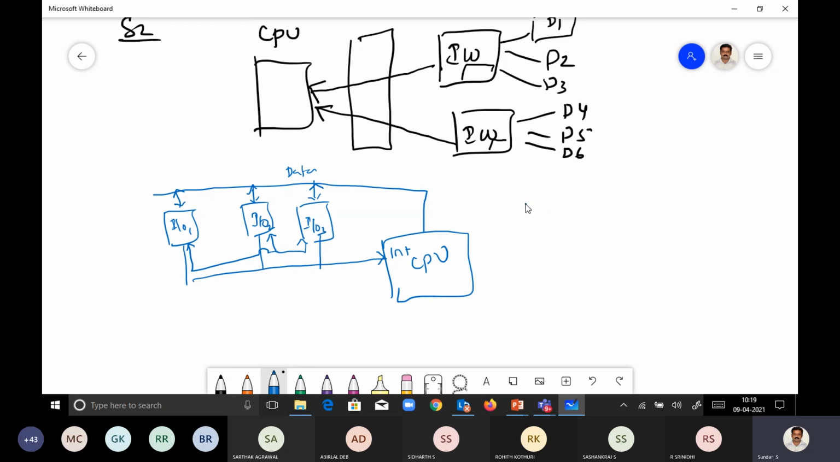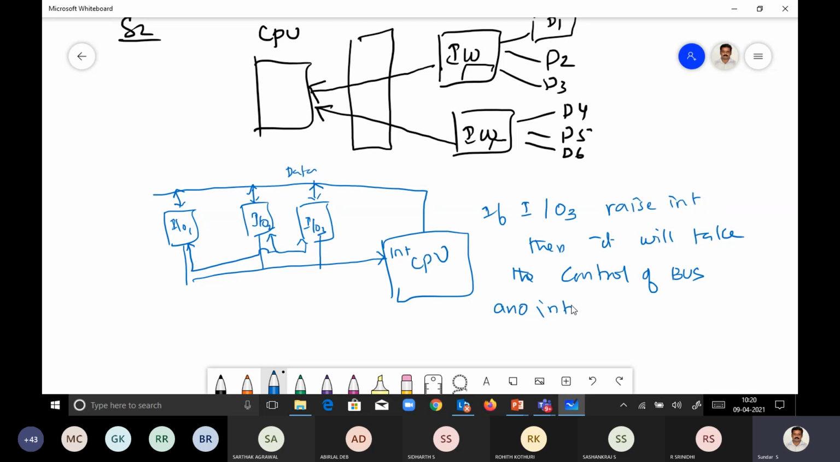So whichever device wants to raise an interrupt, for example, if IO3 wants to raise an interrupt, then it will take the control of the bus and intimate other devices.